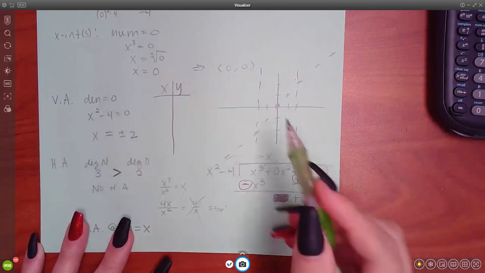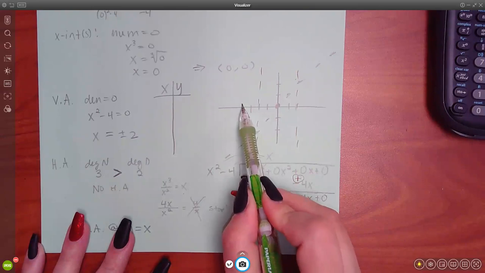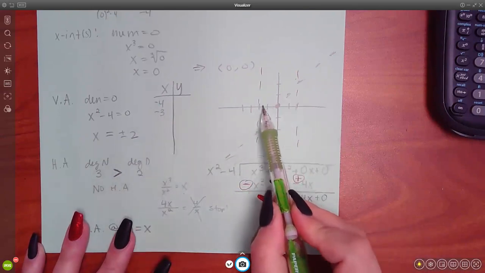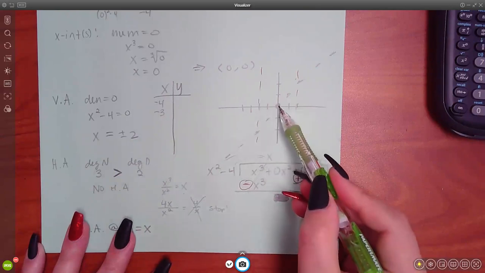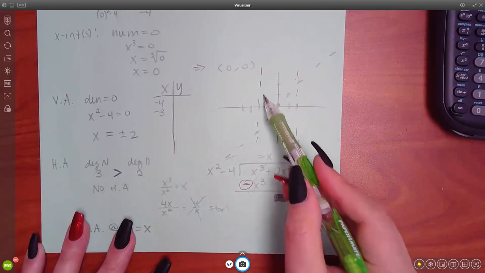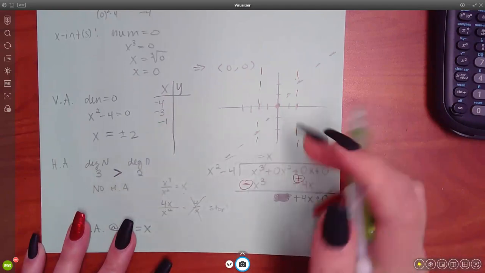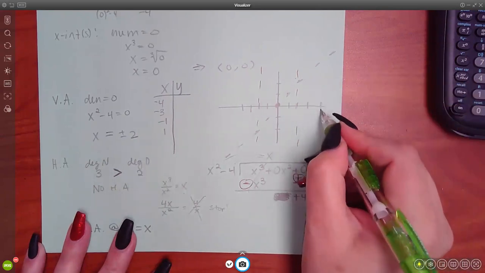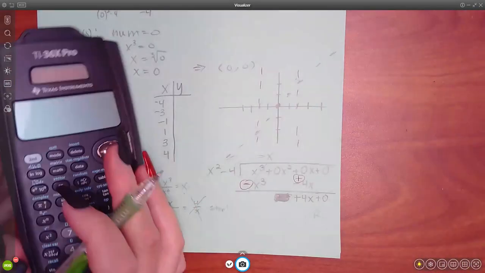Okay, so I have to have two numbers over here. So since that's negative 2, maybe negative 4 and negative 3. I have to have a number in between here so I know whether it's going up or whether it's going down. I don't know. It could be doing something like real close to there, or it could be going up. I have no idea. So let's try negative 1 as well. We'll also do positive 1. And then we need two numbers over here. So we'll do 3 and 4. That should give me everything I need.